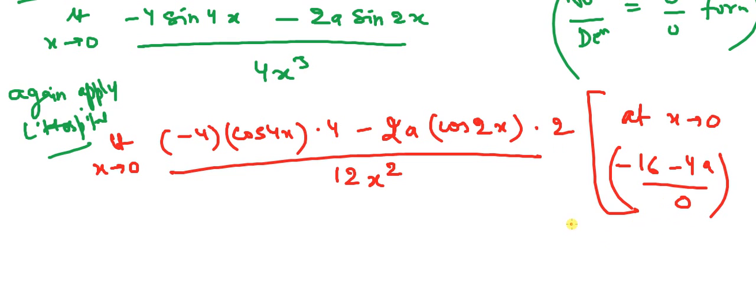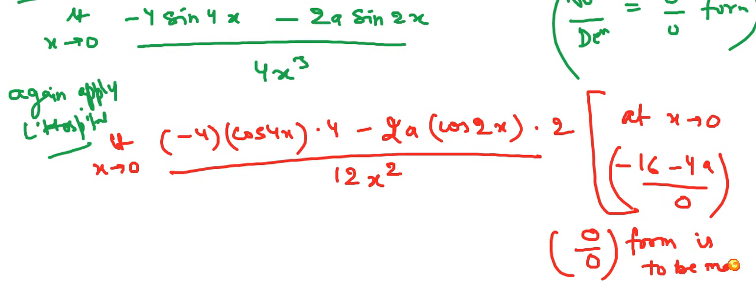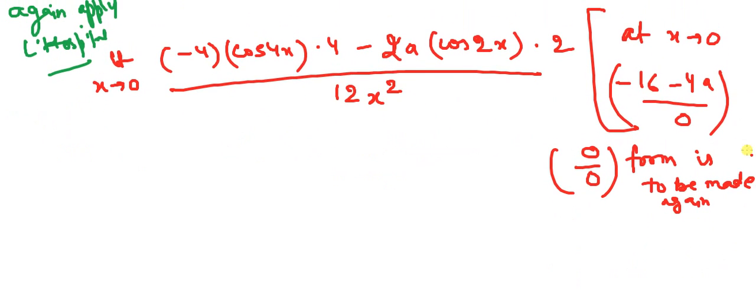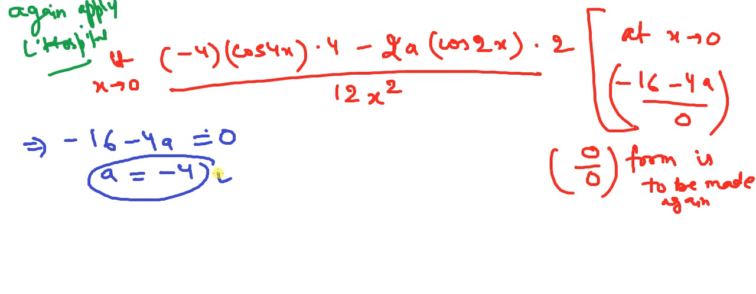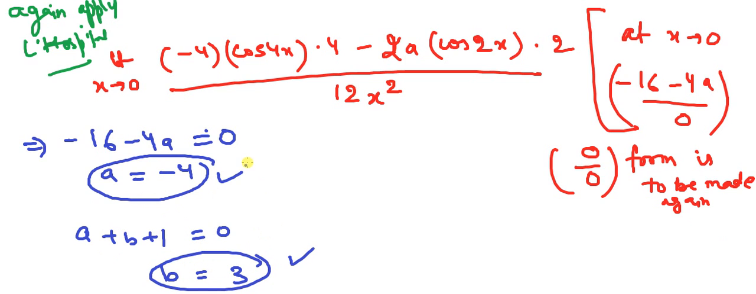Again you should follow from L'Hospital rule that 0 by 0 form is to be made here. You need to make it as 0 by 0 format. So once you make it again, you assume that numerator is 0, so this becomes equal to 0. So we can say that A is coming out to be this value. You've got the value of A. Now put this value in the previous answer that you got from above, A equal to -4, and you'll find B coming out to be 3. This is the method that you follow. Okay.